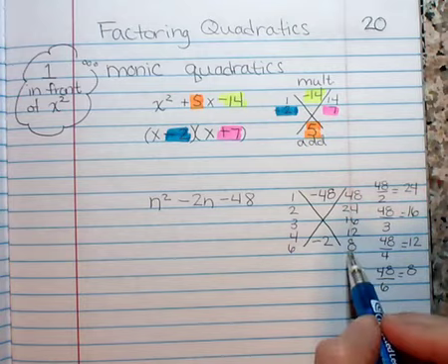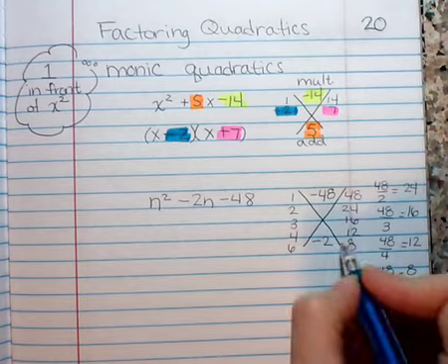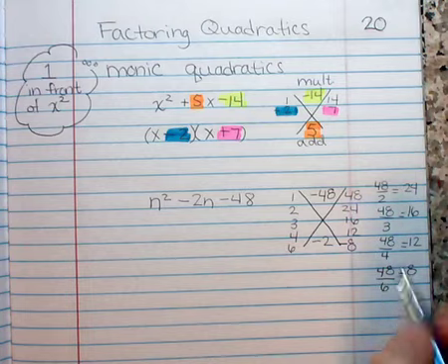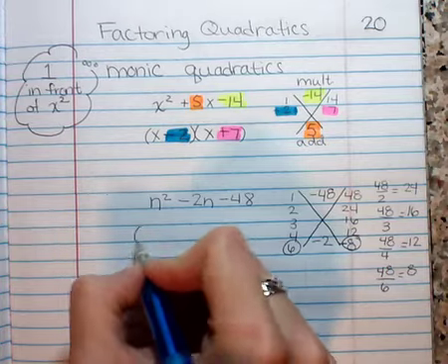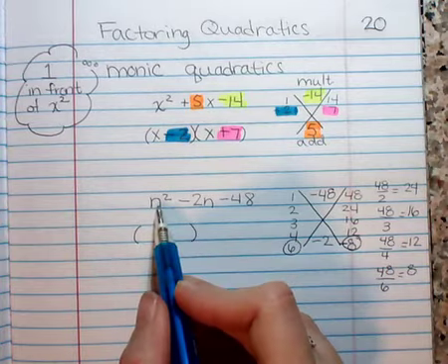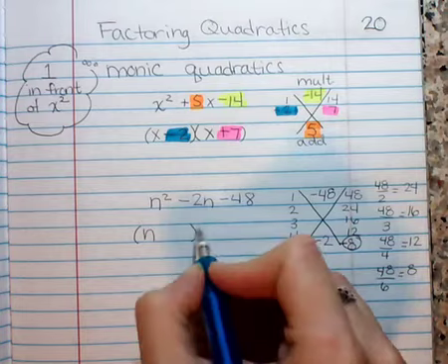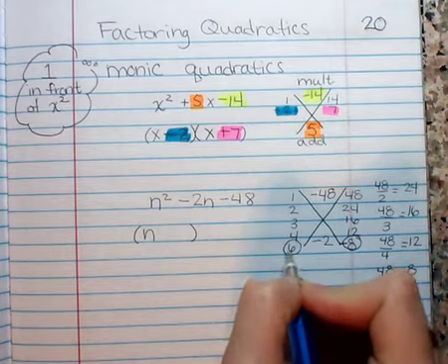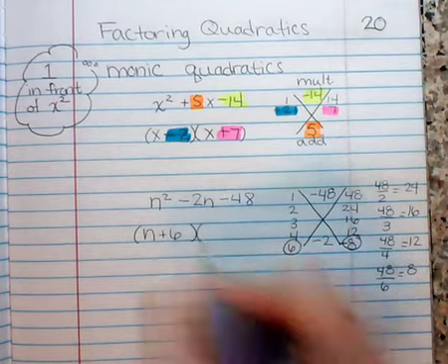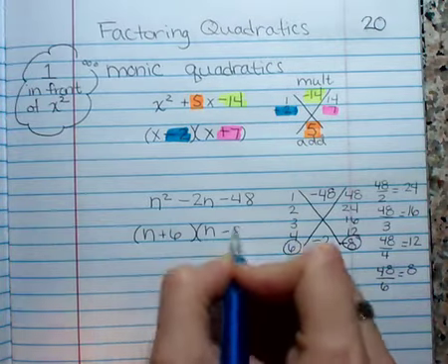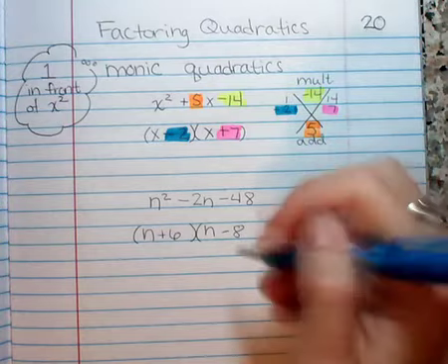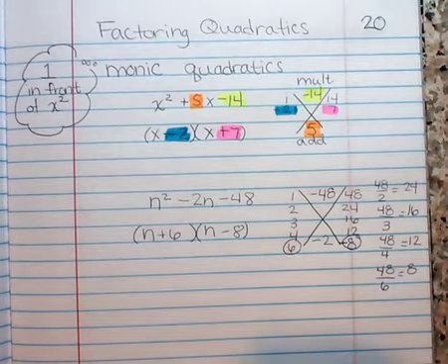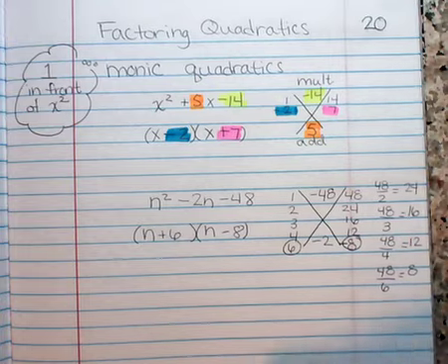And yes, if I use 6 and 8, I can get to a negative 2 if I make the 8 negative. So that tells us that 6 and negative 8 are the factors we should use. And since our variable here was n, instead of putting an x in my factors, I'm going to put an n. My first factor should be n plus 6, and my next factor should be n minus 8. Okay. All right.